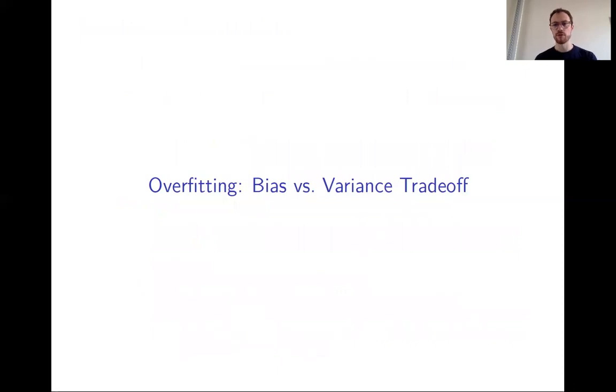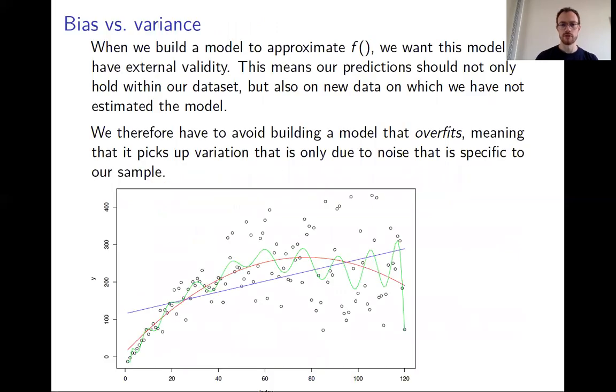So one of the main problems in machine learning is overfitting. To give you an example, we try to build a model that approximates the function f that describes the relationship between all these input variables and the output variable. However, whenever we build such a model, we want this model to have external validity. It should not only work on the data set that we're training it on, but it should also work on a new data set.